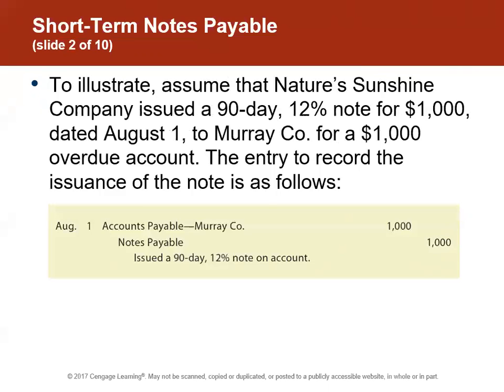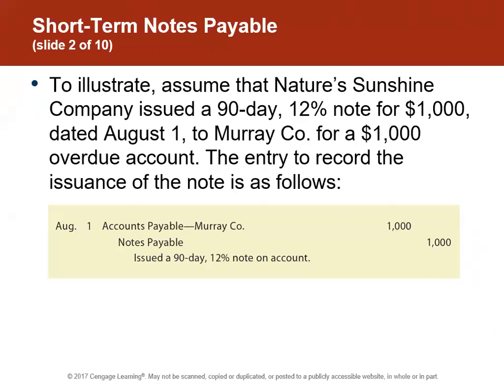And as you can imagine, it looks like this. So Nature Sunshine Company issued a 90-day 12% note for $1,000 dated August 1st to Murray Company for a $1,000 overdue account. Well, in that case, we're, again, just switching from accounts payable to notes payable. So we debit the accounts payable to Murray Company to clear that out, and we credit notes payable just for that principal or face value of $1,000. Okay? So we're just issuing a 90-day 12% note to replace the accounts payable.